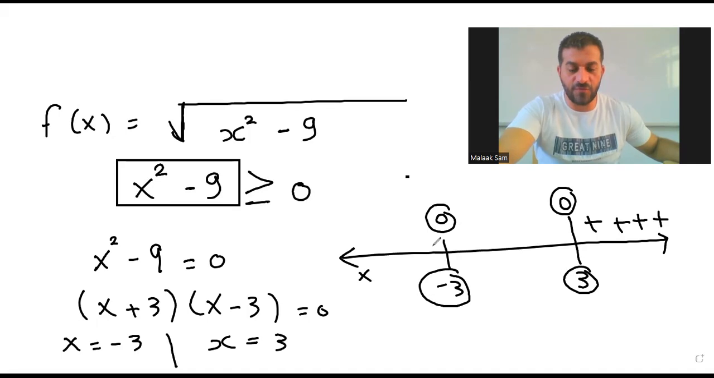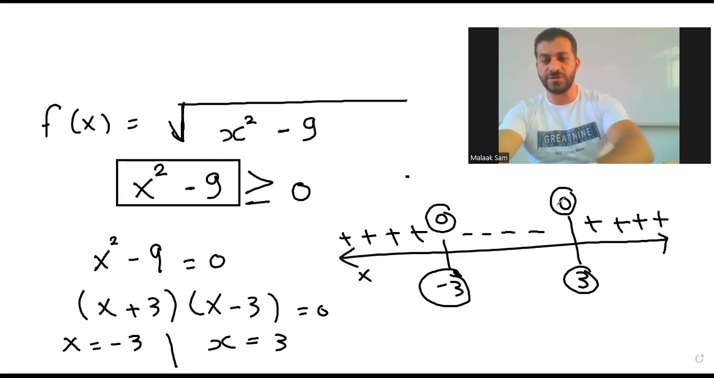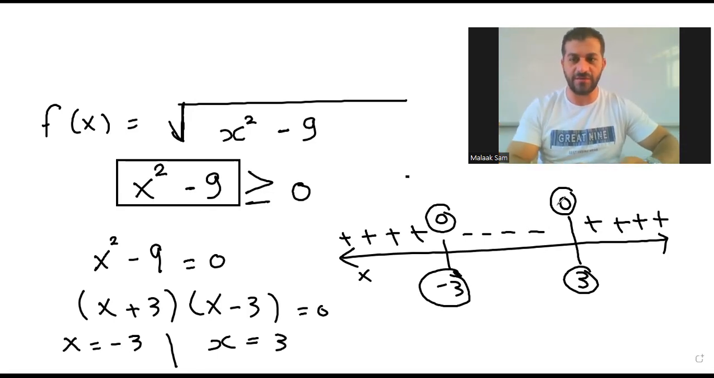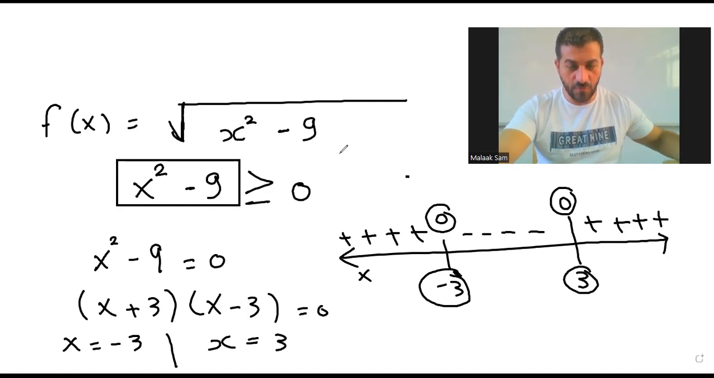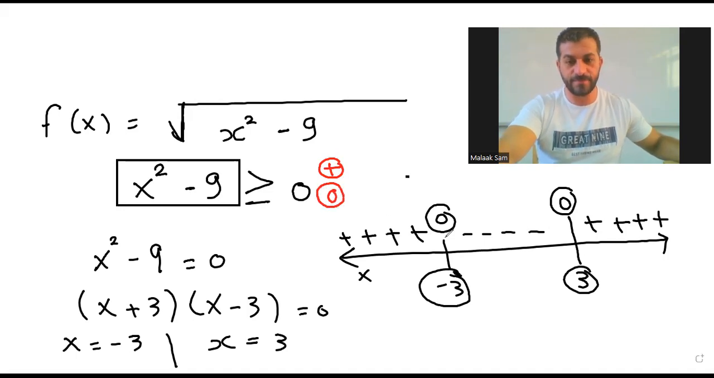And if you take a negative value less than negative 3 and put it instead of x, like negative 100, negative 100 squared minus 9 is going to be positive. And in the middle, negative. So I determined the sign of the function. And after that, focus and pay attention. I need positive values and I need 0 values.